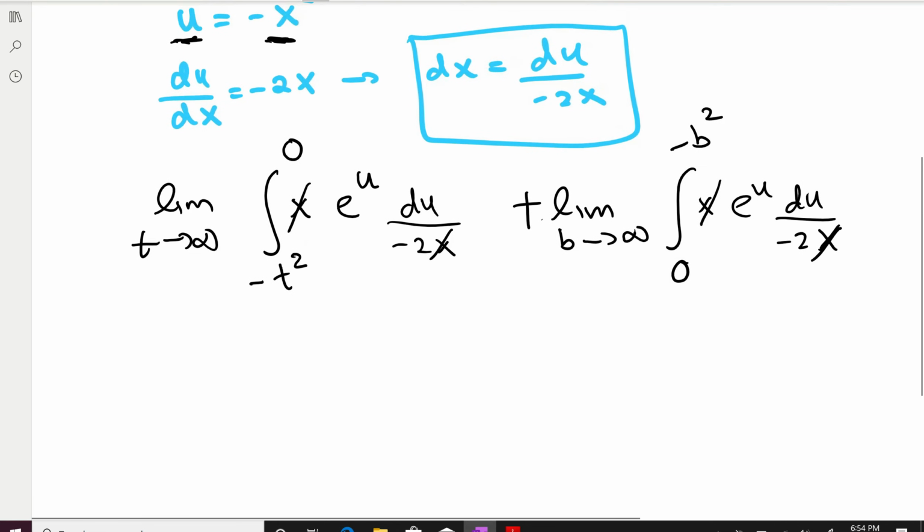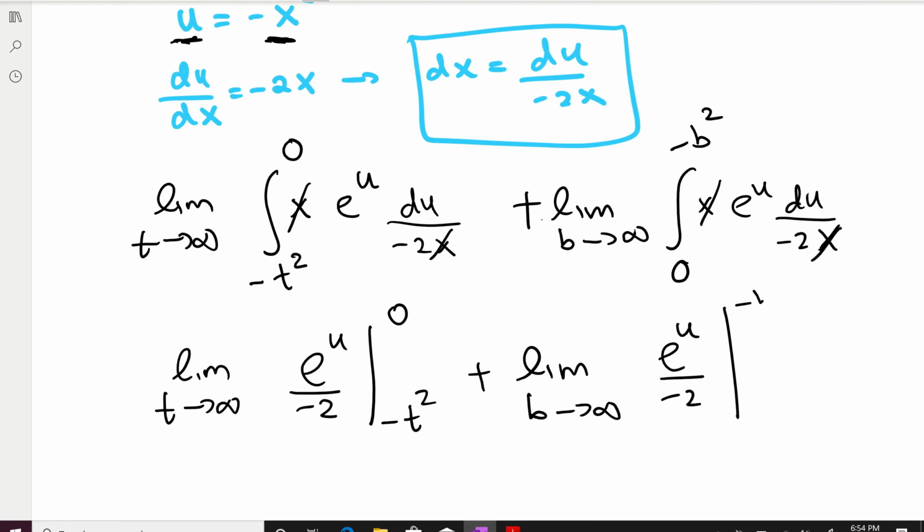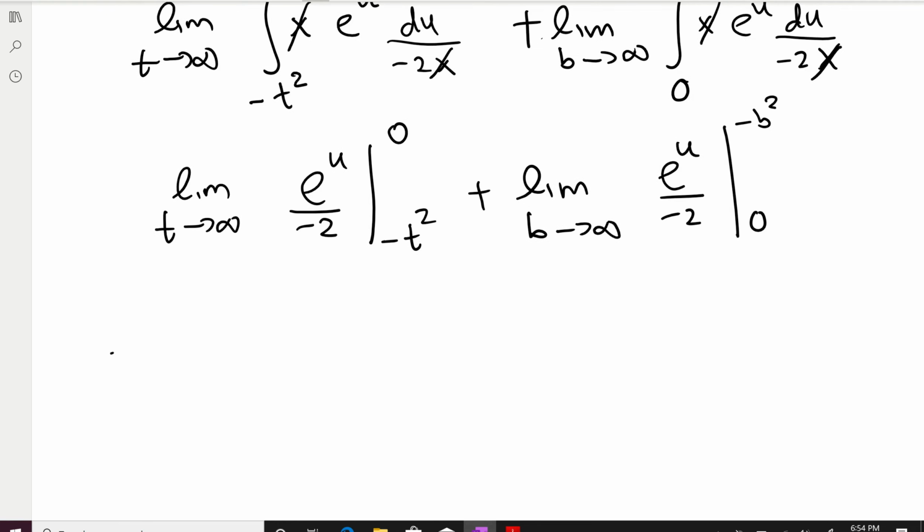Right, now let's evaluate these integrals. Limit when t goes to infinity, the integral of e to the u over negative 2 is in fact e to the u over negative 2, a simple integral. Now you want to evaluate it from 0 to negative t square. Here also, limit as b goes to infinity, the integral of e to the u over negative 2 is e to the u over negative 2. You want to evaluate it at negative b square and 0.